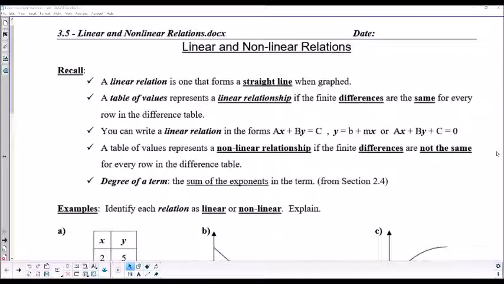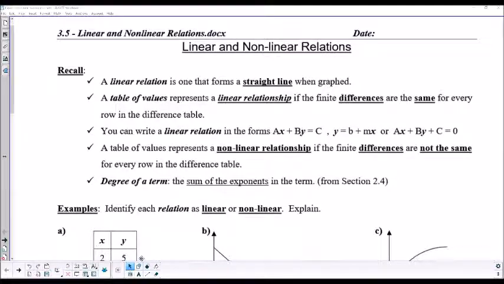Hi, welcome to video 9 of linear relations. We're going to be looking now at linear and nonlinear relations just to see the difference between those and how we can determine which are linear and nonlinear by looking at a graph, a table of values, or an equation.